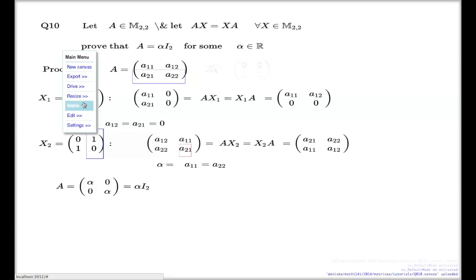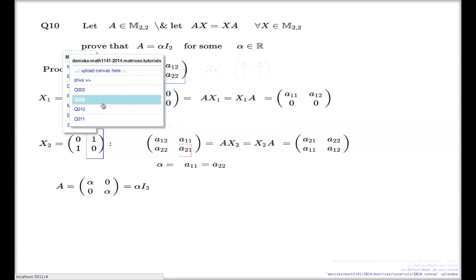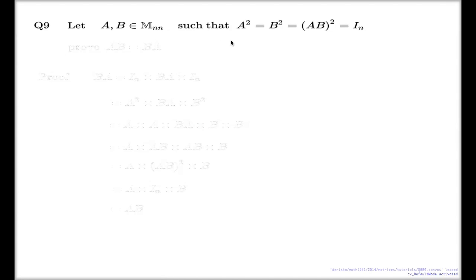Now back to question 9. Now we have 3 such matrices. A happens to be so, B happens to be so, and the product AB happens to be so. Now we have to prove that in that case A and B necessarily will commute.